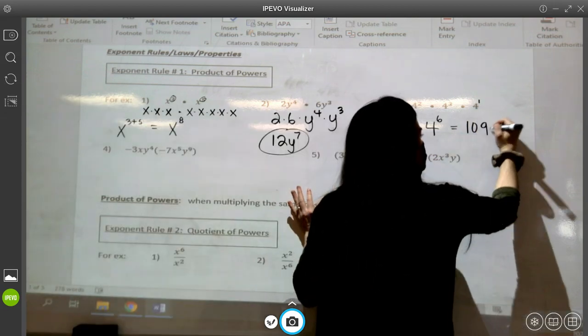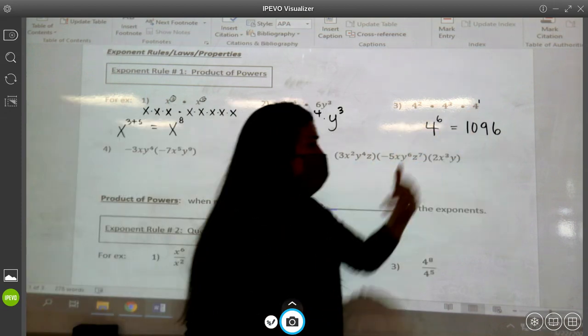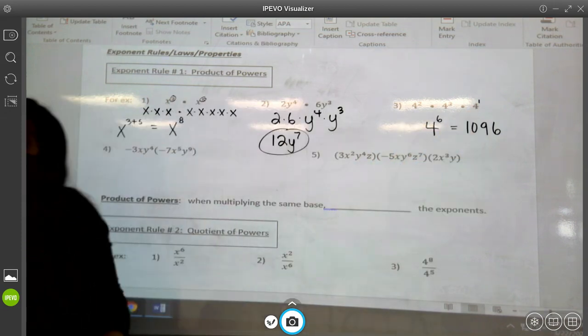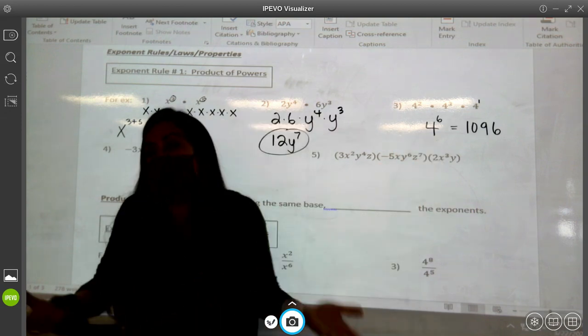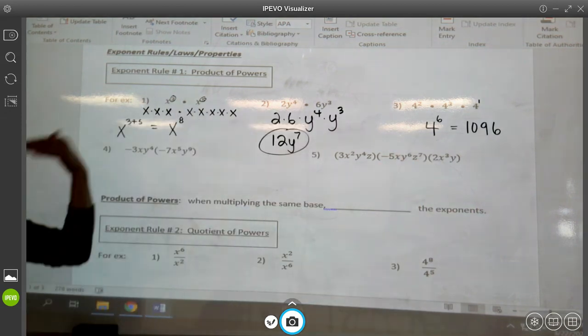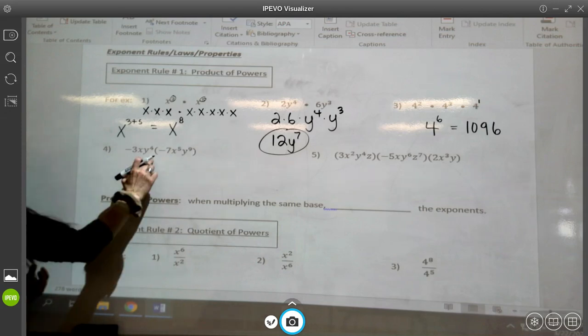It's 4096. Now guys, if these were x's as the base, we would be done at x to the 6th. I don't know what the base is. But if your base is a number that you know, you can ask your calculator to figure out that final answer. You can take it one step farther. Are you guys okay? Hopefully this is easy, right? Nice review? Okay. So look at this one.